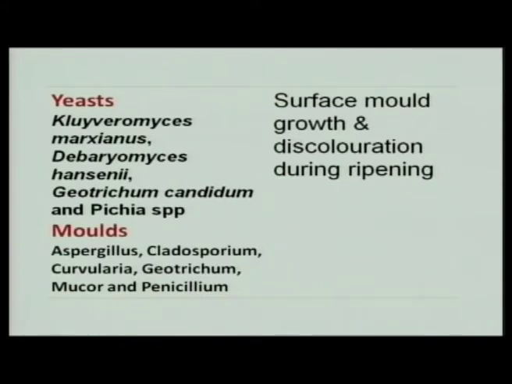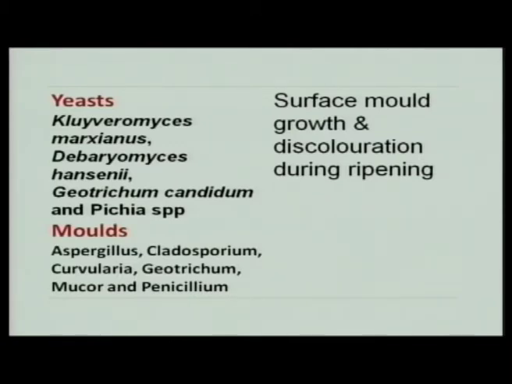Certain species of yeast, Kluyveromyces marxianus, Debaryomyces hansenii, Geotrichum candidum and Pichia species, and also different molds, Aspergillus, Cladosporium, Geotrichum, Mucor and Penicillium, can cause surface growth during the ripening.